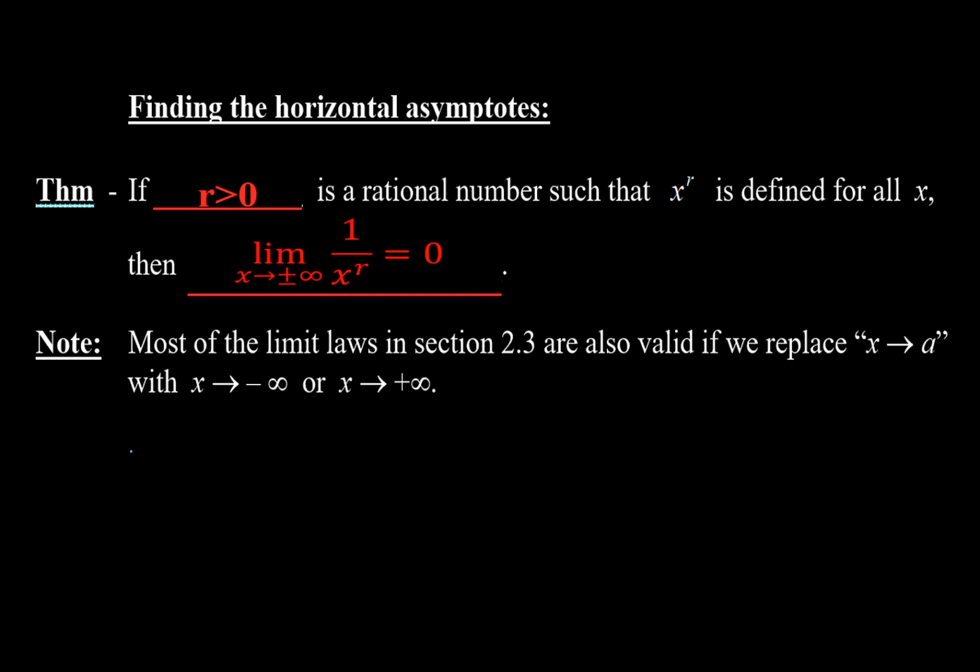In other words, if I have 1 over x to the third, as long as I make x approach infinity or negative infinity, this will always give me 0. And think about that. Doesn't that kind of make sense? Let's say I have one cake and I divide it amongst infinitely many people.